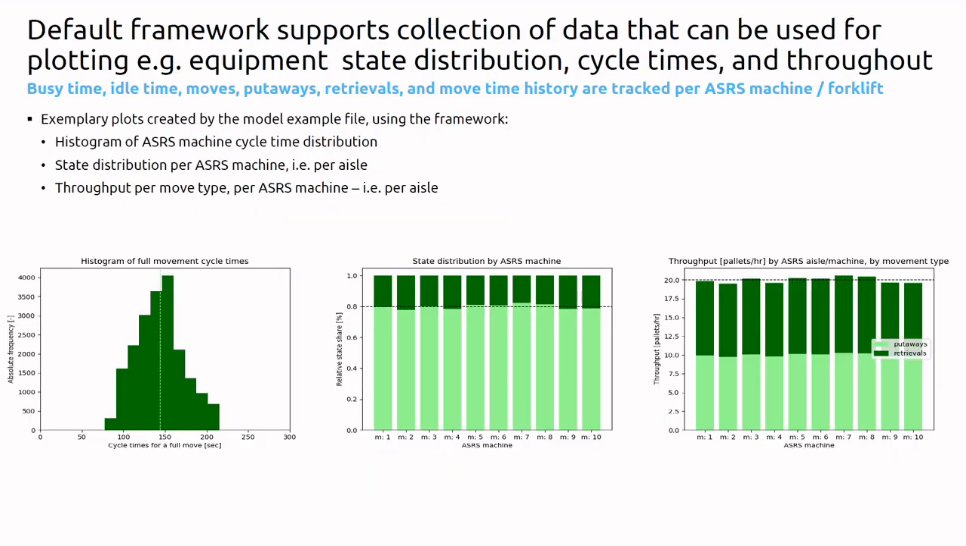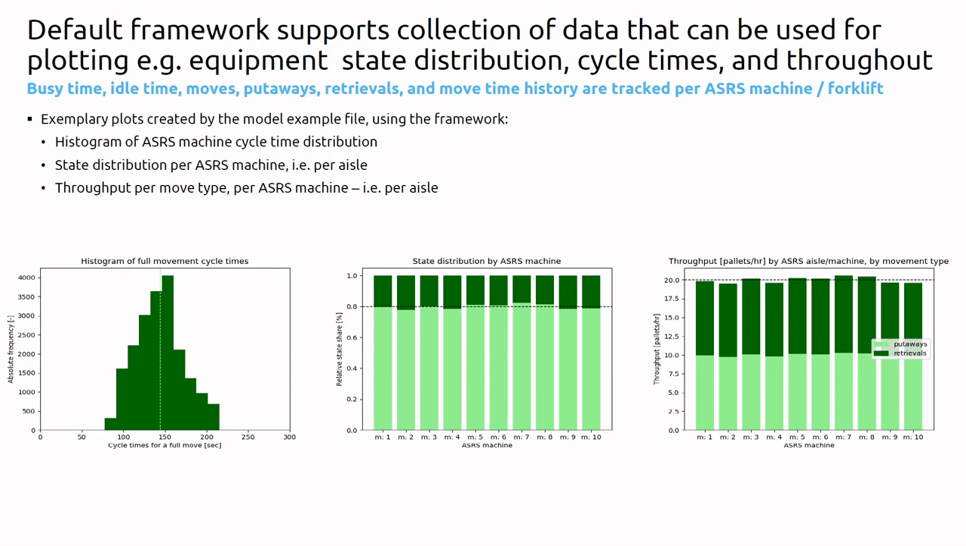And lastly, here are some KPIs that are supported. So the default framework provided in this downloadable Python package supports tracking of number of putaways, number of retrievals and number of moves per forklift operating the storage aisle, as well as the cycle time history of all the moves conducted by the forklift, and then the amount of busy and idle time per forklift operating the storage aisle.